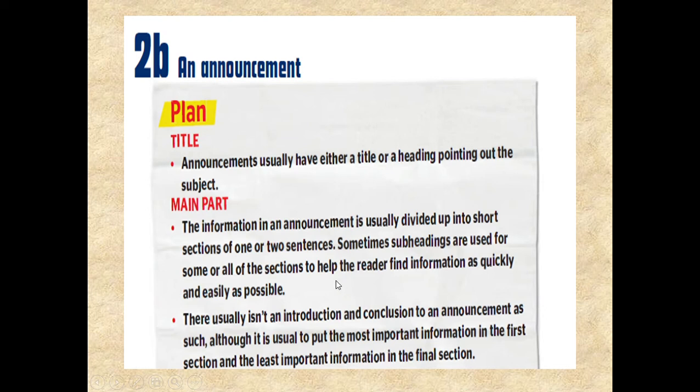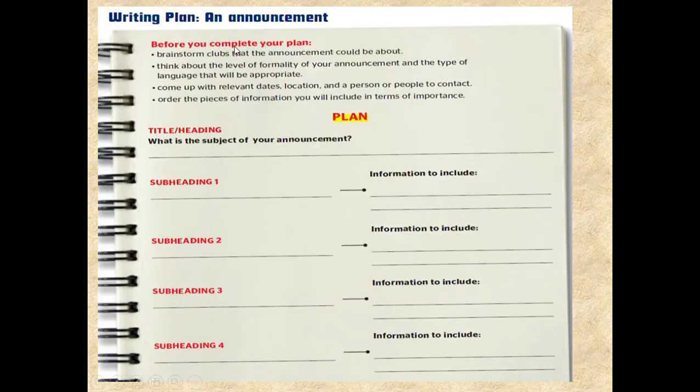Now, it's your turn to plan. Before you complete your plan, brainstorm clubs that the announcement should be about. What clubs are in your mind? Think about the level of formality of your announcement. We have mentioned before it can be less formal. Come up with relevant dates, location, in-person events, or people to contact. Order the pieces of information you will include in terms of importance, from the most important to the less important.